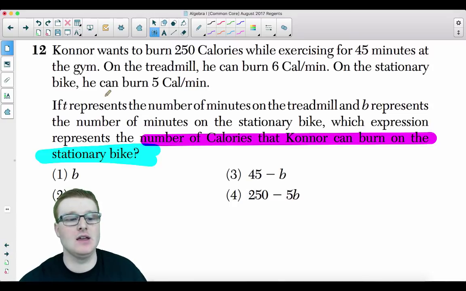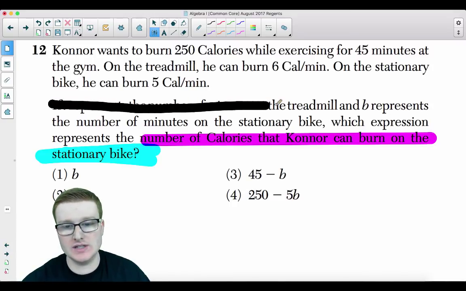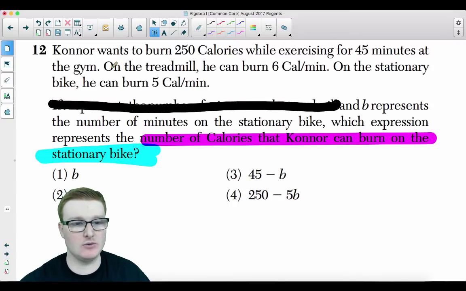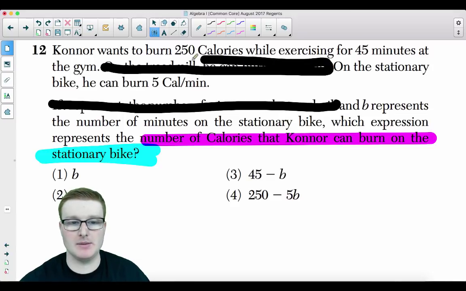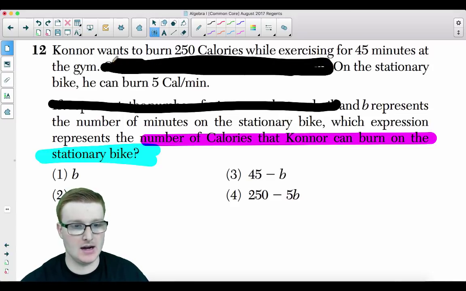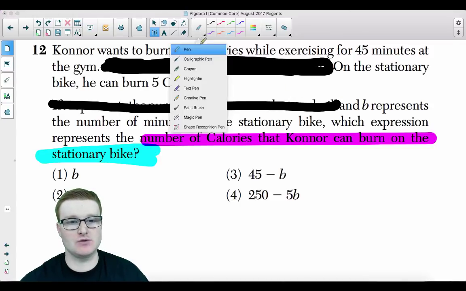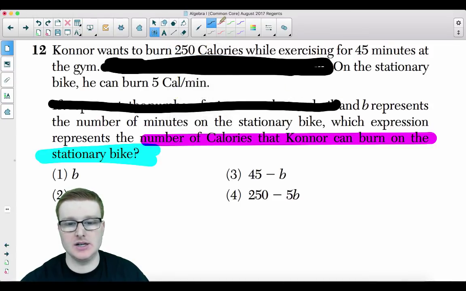Oh, okay, I said that for nothing. So there are no T's in the answer. So get rid of the calorie. We don't care about the calories on the treadmill. We only care about the stationary bike. Doesn't matter. Okay. So which expression represents the number of calories that Konnor could burn on the stationary bike?